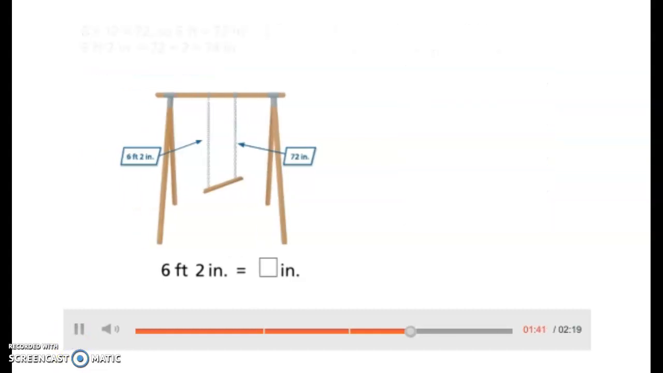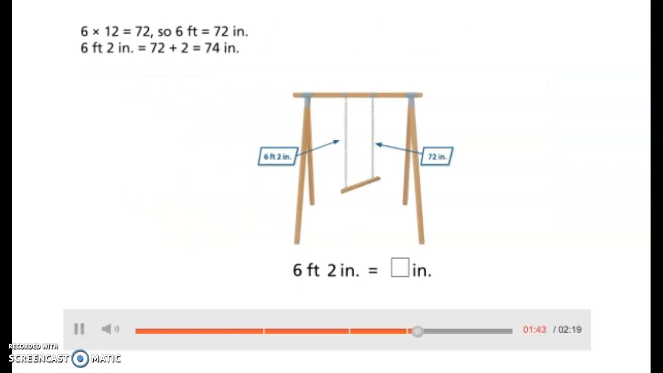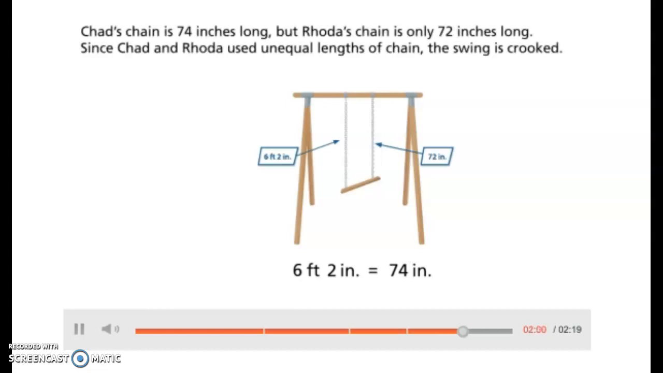Select your answer. 6 times 12 equals 72, so 6 feet equals 72 inches. 6 feet 2 inches equals 72 plus 2 equals 74 inches. Chad's chain is 74 inches long, but Rhoda's chain is only 72 inches long. Since Chad and Rhoda used unequal lengths of chain, the swing is crooked.